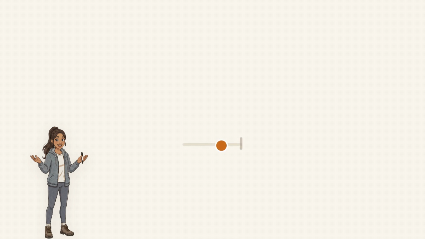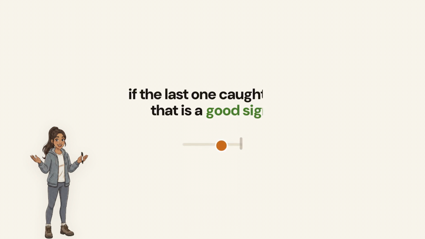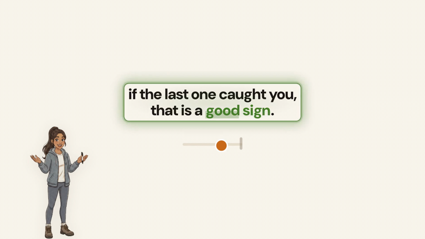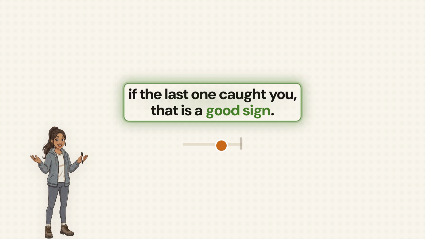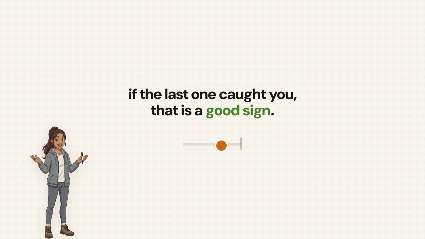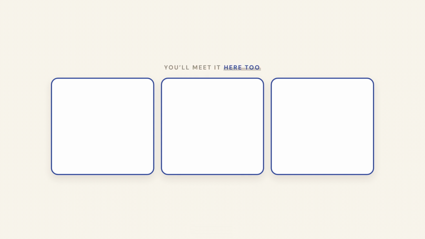How did you do? If the last one caught you, that is a good sign. It means you have learned the tense. Now you just need to learn its limits. Before we finish, three places where the past perfect turns up that you do not need to master today, but you should recognize.